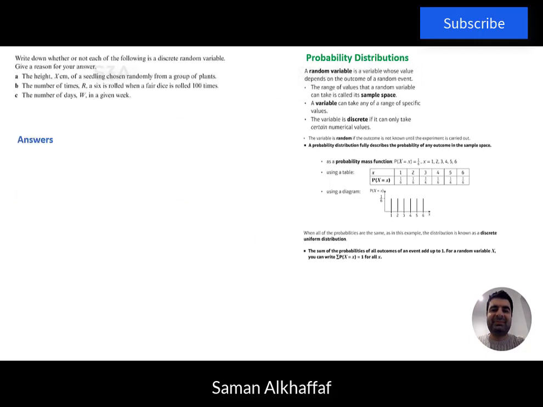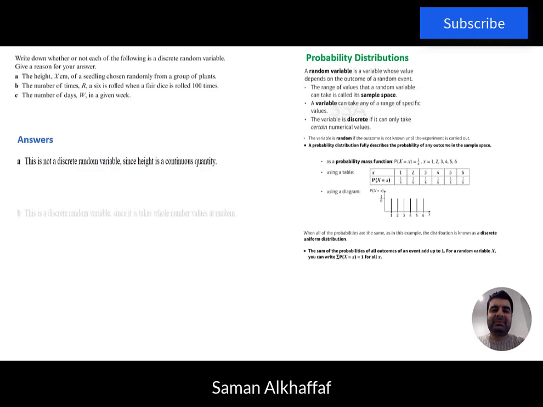In this example, write down whether or not each of the following is a discrete random variable. Give a reason for your answer. For part A, we need the height, X capital, in centimeters of a seedling chosen randomly from a group of plants. So our answer in this scenario will be: this is not a discrete random variable since height is a continuous quantity.